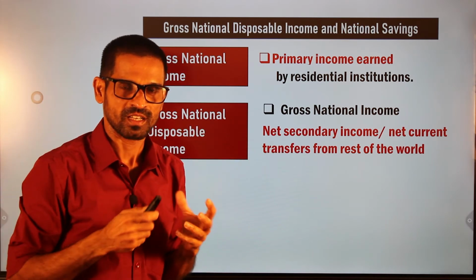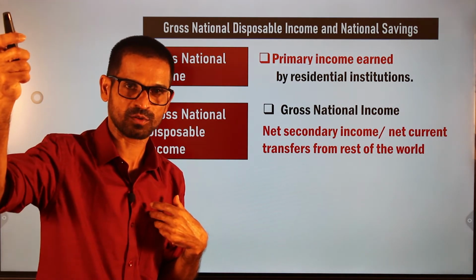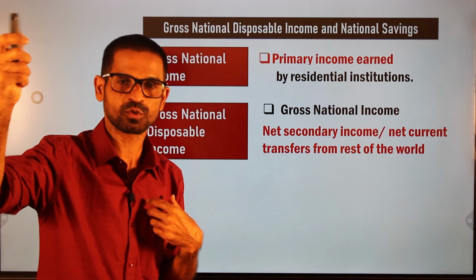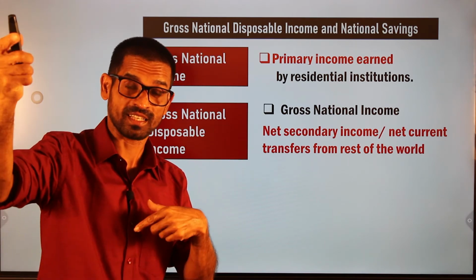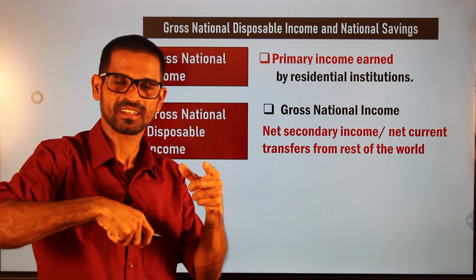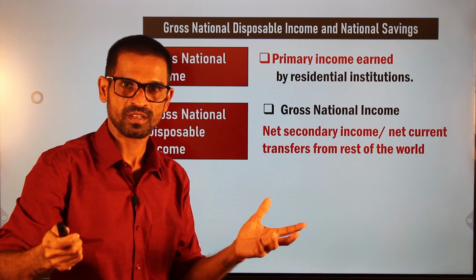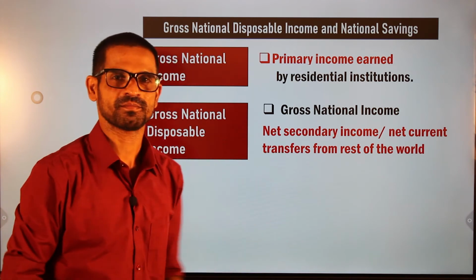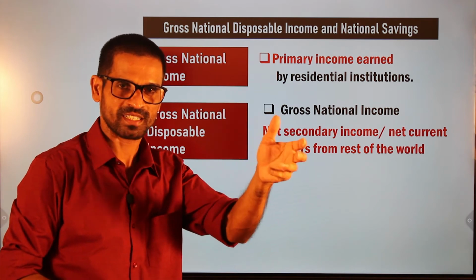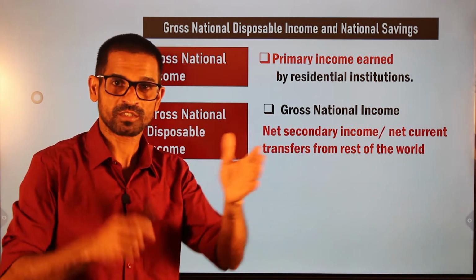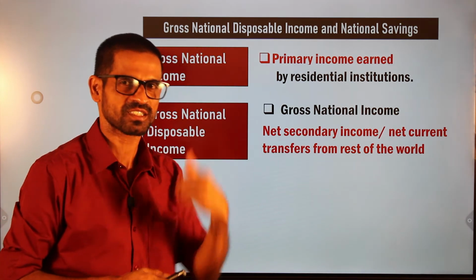For example, Sri Lankan people working in South Korea for more than 1 year are working there and sending money here. That is also an income available for us to dispose. We call it a secondary income, because at that moment it's a transfer. We call it workers' remittances. It's a transfer, current transfers.